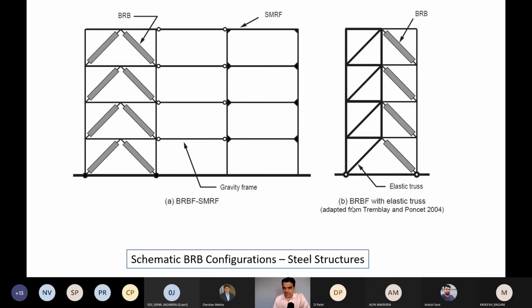There's also one more example, BRBF with elastic truss. Okay, so this is nothing but the elastic truss, and this is the BRB. So BRB will work as a fuse element in this case. Okay, in this second figure.